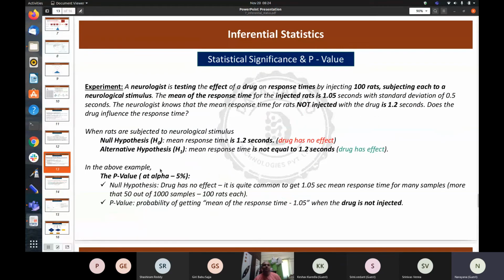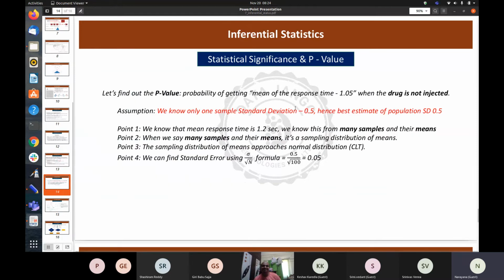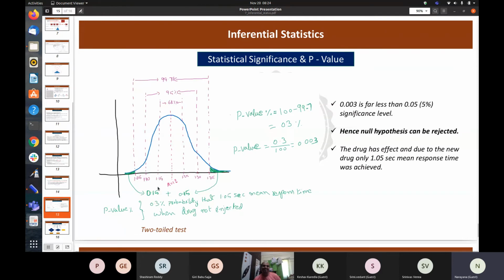Here, if you see, for the old environment, the mean is 1.2 seconds, but there is no standard deviation. We don't know what the standard deviation is. But the new environment's mean is 1.05 and the standard deviation is 0.5, right? But in the slide below, you're showing the normal distribution, the bell curve for the old environment, and you are using the standard deviation of the new environment.